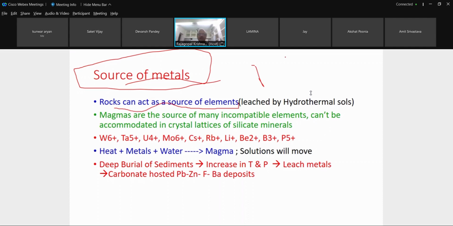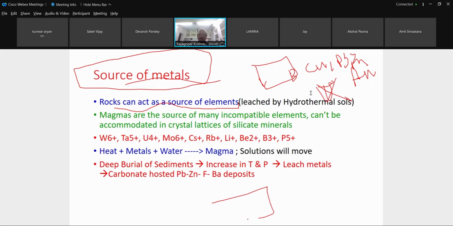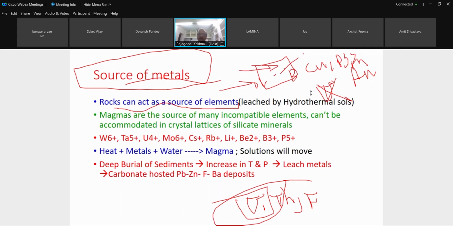Because there are a number of rocks. If you try to analyze basalt, basalt will have copper, lead, zinc, and gold. It will not have uranium. But if you analyze granites, it will have uranium, thorium, and fluorine. So when the fluids are acting on all these rocks, they can leach the metals and follow certain transportation paths. The rocks themselves can act as a source of elements.